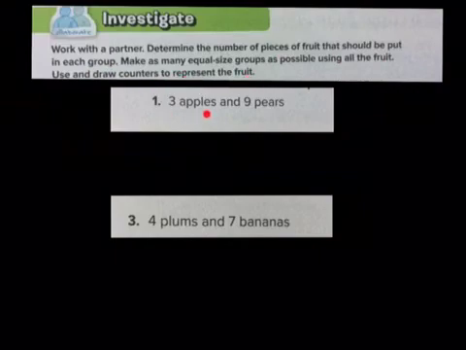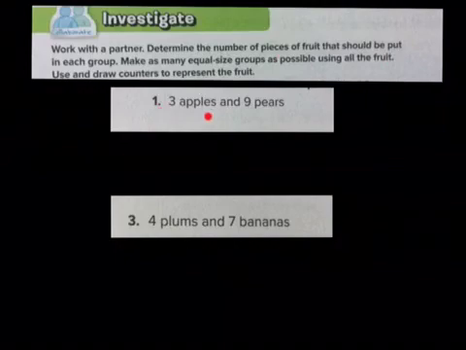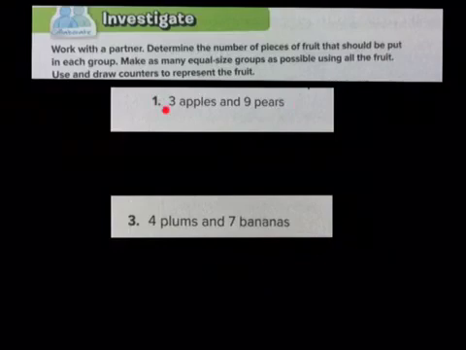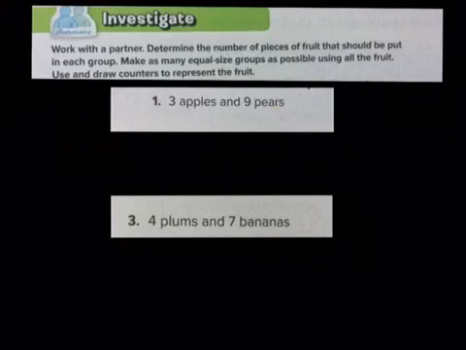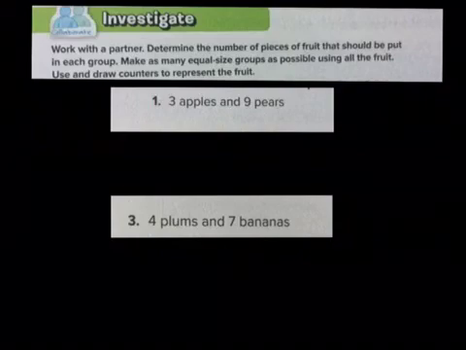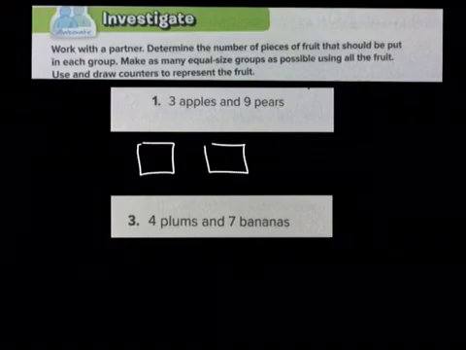Use and draw counters to represent the fruit. Okay, 3 apples and 9 pears. We want to make sure that we get equal representation, proportional distribution. We find the greatest common factor, and the greatest common factor is going to be 3. So we can make a total of 3 groups, right? 1, 2, and 3, right?